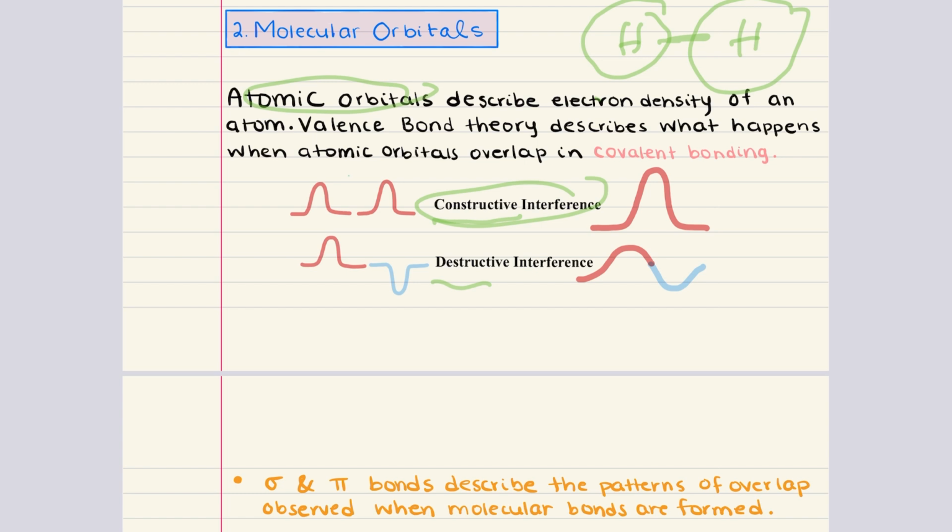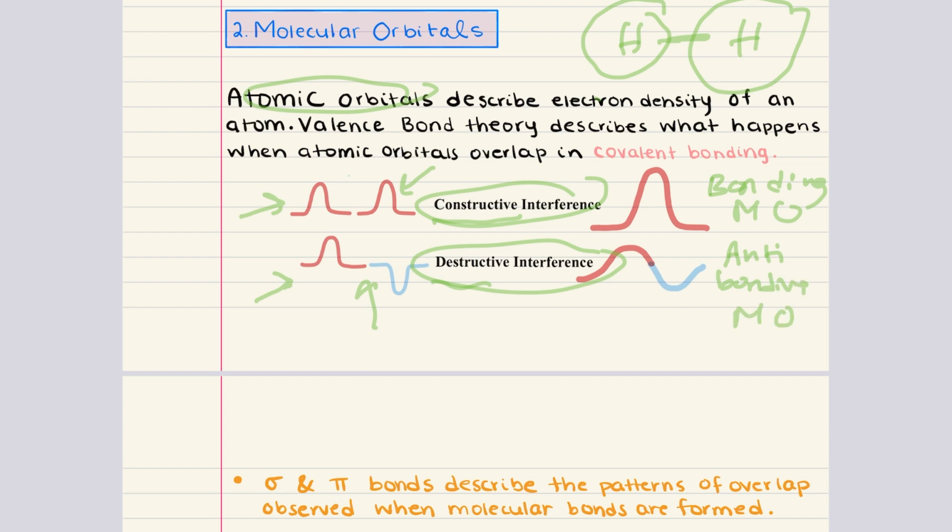Constructive interference occurs when the wave functions of atomic orbitals have the same sign. So in other words, when they are in phase. This results in a bonding molecular orbital, which is lower in energy and more stable than the original atomic orbitals. Destructive interference occurs when the wave functions have opposite signs, leading to an anti-bonding molecular orbital. And this is going to be higher in energy and destabilizing. In other words, molecular orbitals are obtained mathematically by adding or subtracting the wave functions of atomic orbitals.